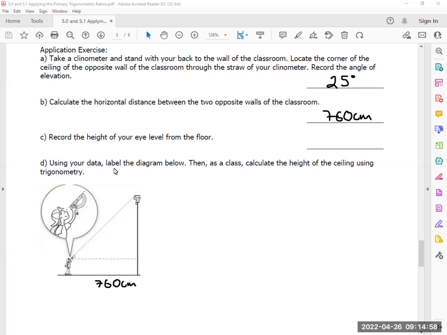Record the height of your eye level from the floor. I did say I was approximately 180 centimeters. So how much do you think I need to shave off the top of my head to get to my eyes? 10 centimeters? Okay. So up to my eye level, this is going to be 180 minus 10. So this portion is 170 centimeters.